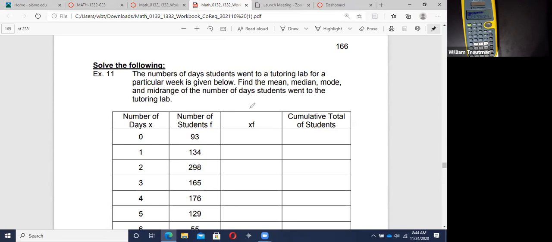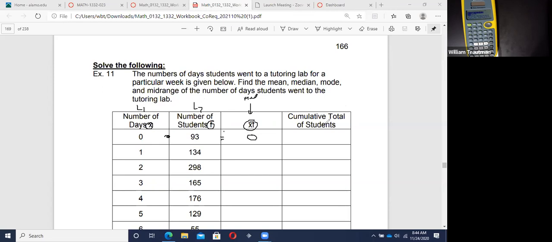Do you see XF? That means they're multiplying X times F. This is X and this is F, the frequency. And by the way, this is list 1. Frequency is always in list 2. You can put all this in list 1 and all this in list 2 if you want. But what they want you to do on the homework is multiply these two together. 0 times 93 is 0. Do you see 0 times 93 is 0?